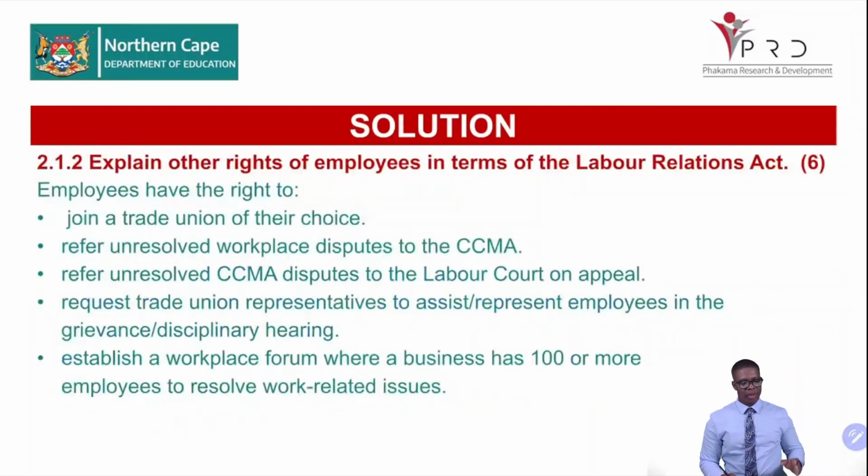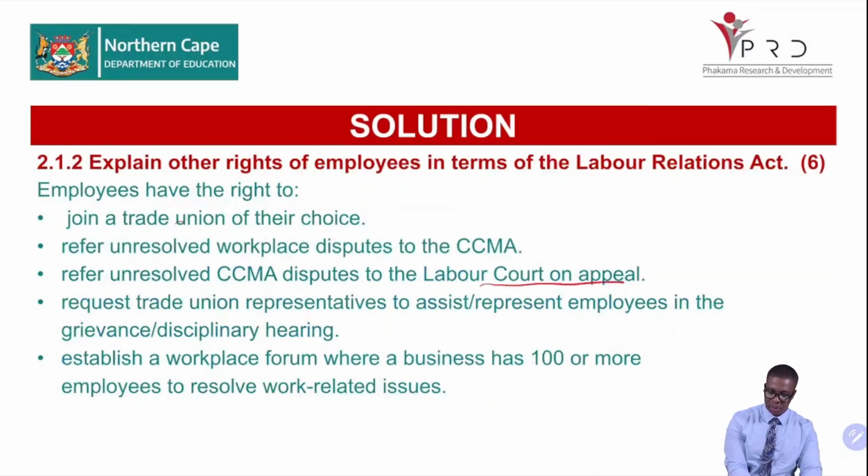Then, explain other rights of employees in terms of the Labor Relations Act. Employees have the right to what? To join a trade union of their choice, to refer unresolved workplace disputes to the CCMA, to refer unresolved CCMA disputes to the Labor Court on appeal. So number one, they have a right to join the trade union of their choice.